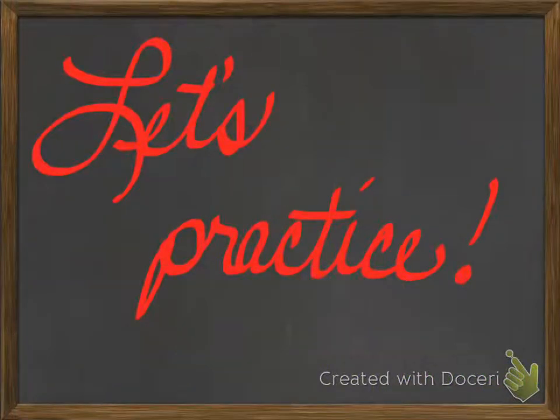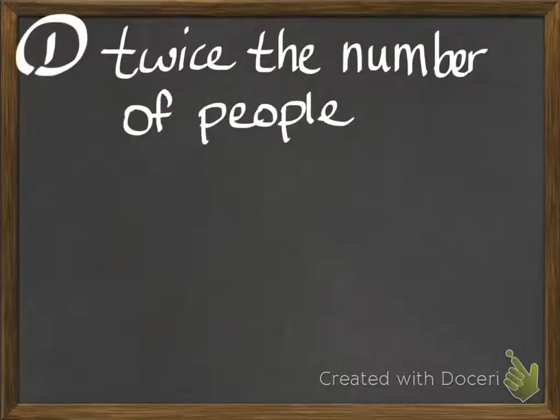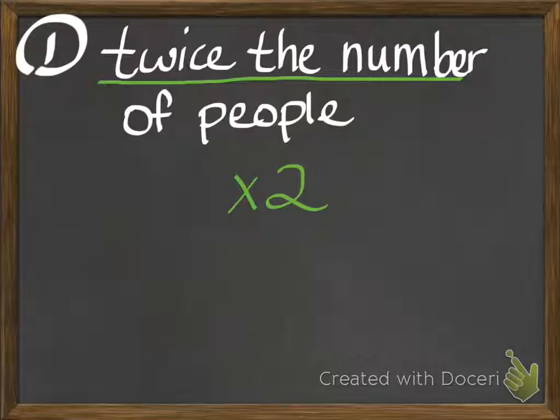So let's practice. So you're going to have some word phrases, and we're going to change them into algebraic expressions. So number 1, twice the number of people. And I'm looking for words that are hints for what the operation is. Twice the number means it's times 2. Okay, of people. And to make it an algebraic expression, I'm going to have a letter in there. So my variable p times 2, or I could put 2p. Okay, either one of those works.